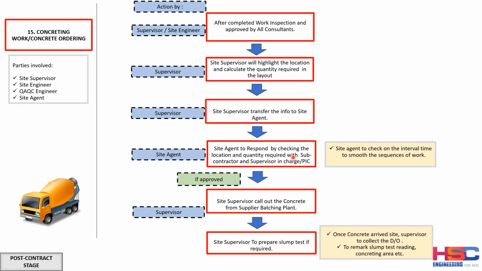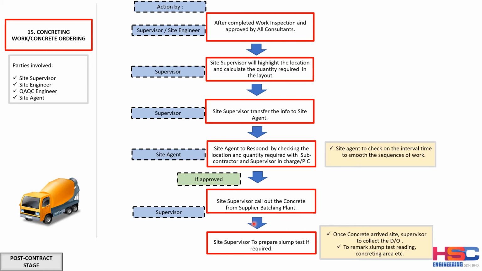Once the site agent responds checking the quantity, he can also inform the site supervisor on the interval time to order the concrete. Once the site agent has determined the interval time and advised the site supervisor, or the supervisor can also advise the site agent first on the interval time, and the site agent can concur with the statement or not, whether he agrees with the timing, and then he can approve. Once the site agent has approved, then only the supervisor can call out the concrete from the batching plant.